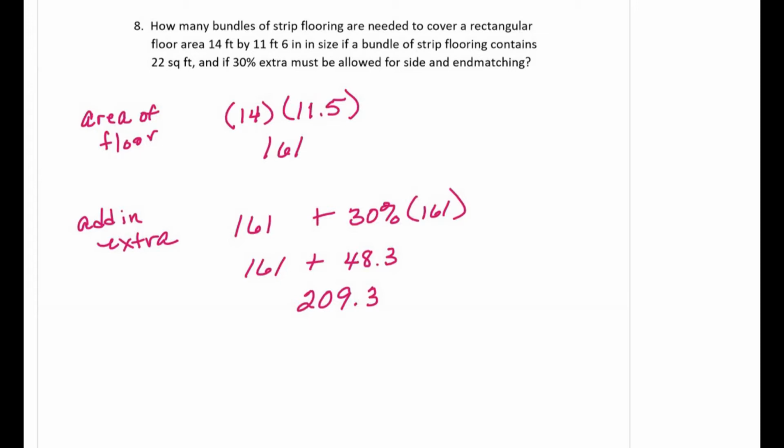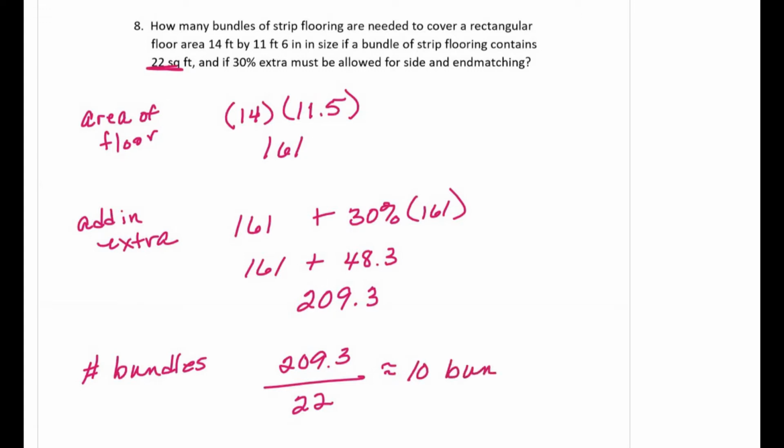And I need to know how many bundles of flooring do I need in order to cover that much area. So I'm going to take this 209.3 and divide it by 22 because every bundle covers 22 square feet. So this is going to give me approximately 10 bundles. And again, remember to round up when you're doing this part of the problem.